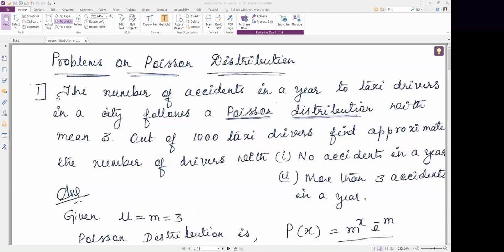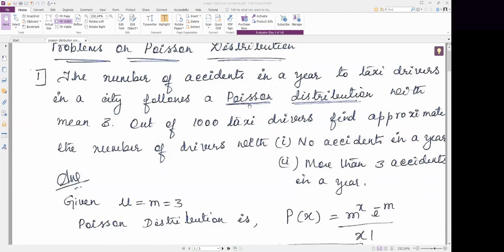Now, the first problem is: the number of accidents in a year to taxi drivers in a city follows a Poisson distribution with the mean 3 out of 1000 taxi drivers. Find approximately the number of drivers with no accidents in a year. Second, more than 3 accidents in a year. So this is the question given.